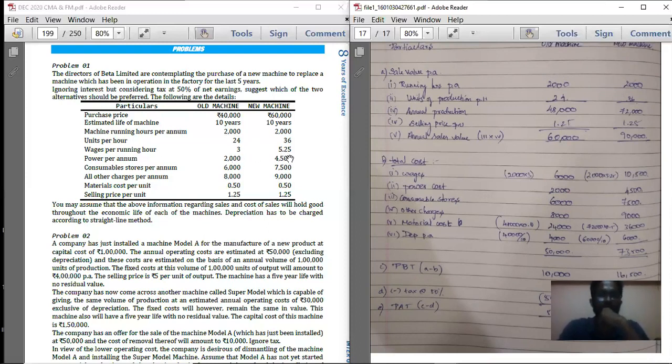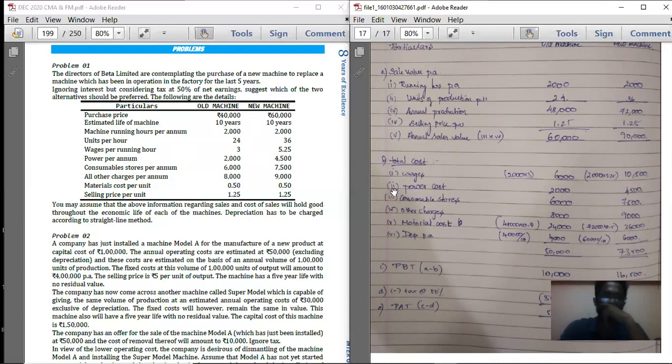And for the new machine within bracket, how much is the wages per running hour? 5.25. So 2000 into 5.25, you are getting 10,500. So in respect of new machine, wages cost is 10,500. Because they have given wages per running hour, you should multiply wages per running hour into total number of running hours per annum, so that you will get the wages per annum.